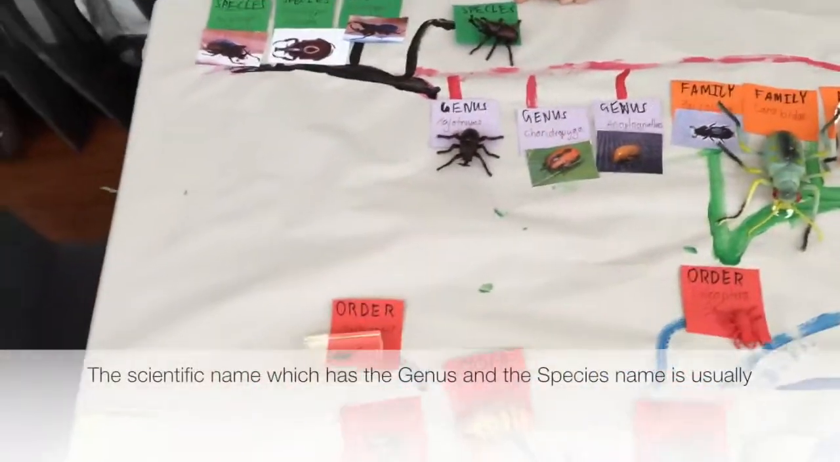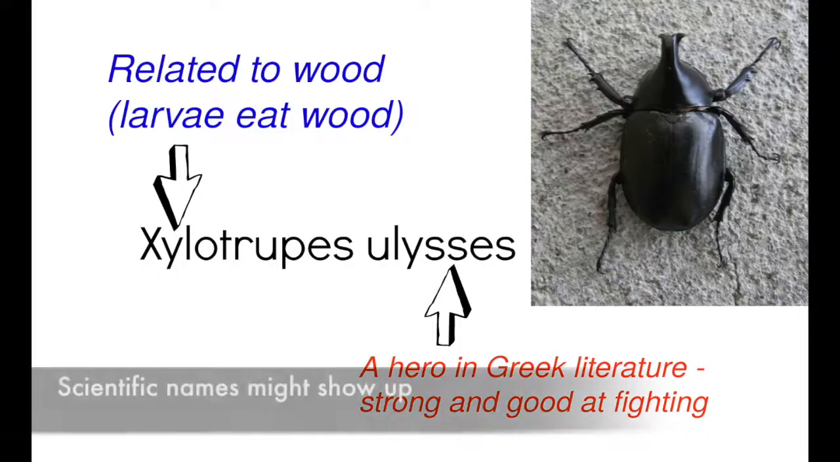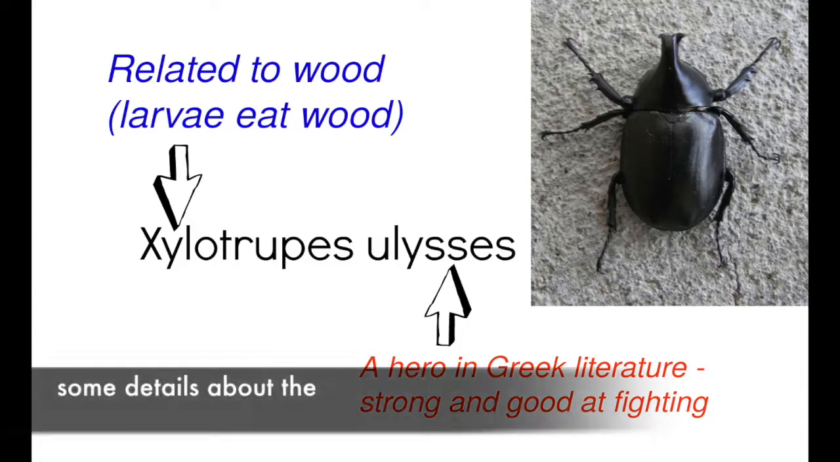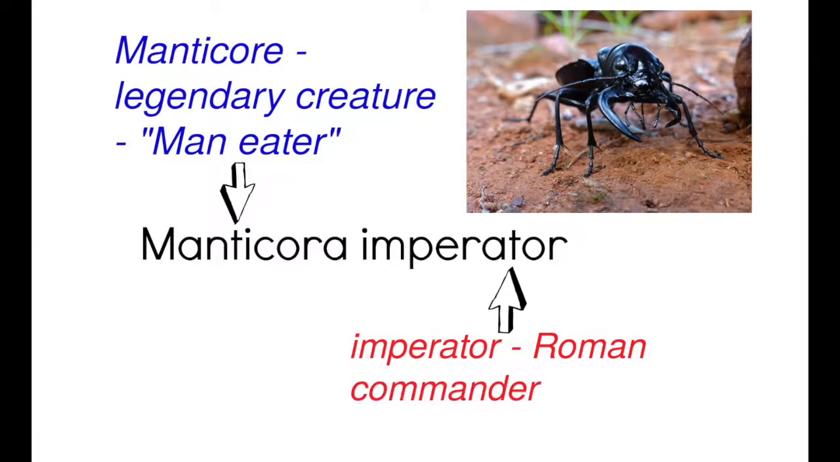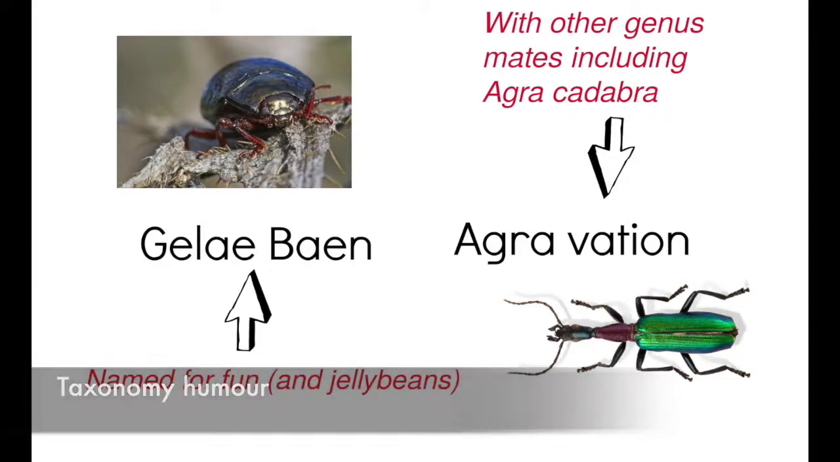The scientific name, which has the genus and the species name, is usually my favourite part. Scientific names might also show details about the animal, significant people who helped classify it, or taxonomy humour.